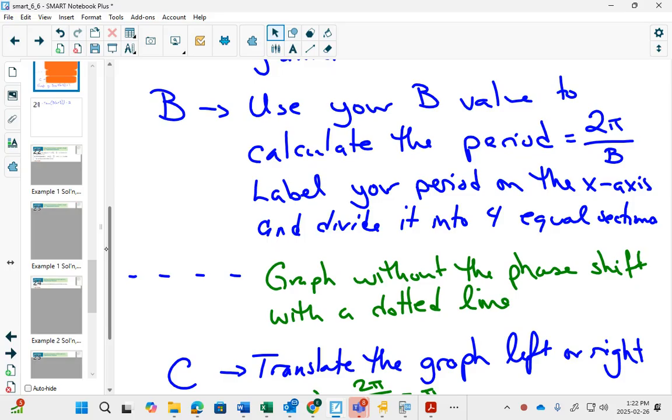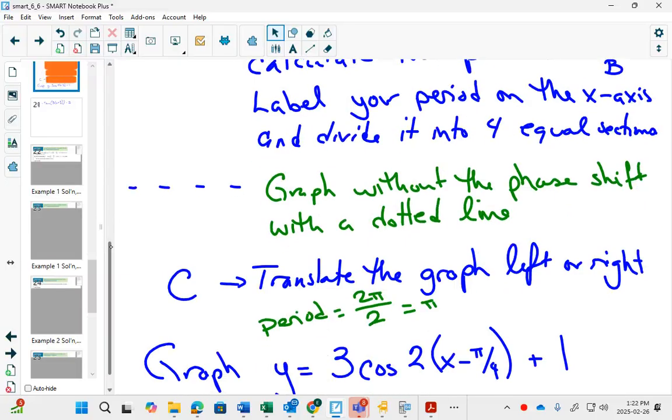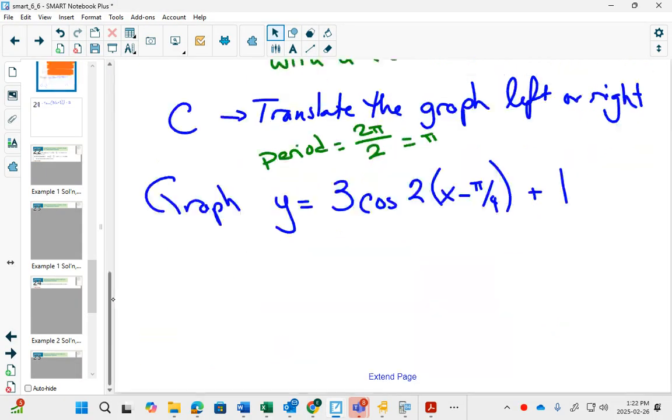Then you go to your B value and use the formula that the period is 2 pi over your B value. Calculate your new period and divide it into 4 equal sections. The dash means that we'll graph it with a dotted line, and finally we'll do the phase shift.